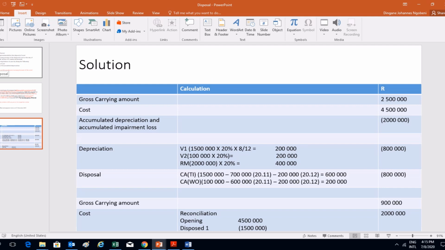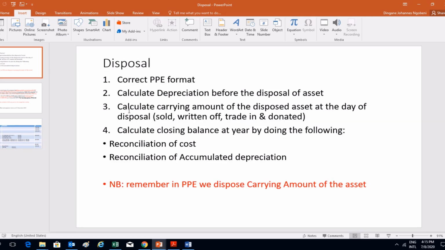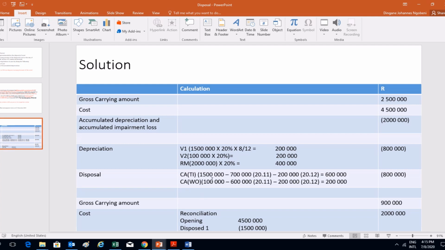Then we go to the third one. We say, if I dispose, I must dispose what? The carrying amount. I need to calculate what? The carrying amount. Remember I said the carrying amount of trade-in, it must be what? It must be my cost. Here's my cost. It must be the accumulated depreciation I was given, 700,000. And I must also include the depreciation for this current year, 2012. Then I can say 1.5 minus accumulated depreciation minus depreciation for the current year. Then I get how much? 600,000. That is the carrying amount of the trade-in vehicle.